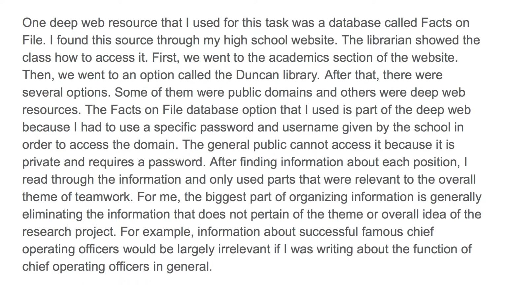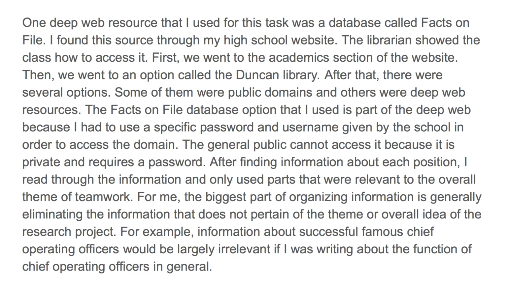The Facts on File database option that I used is part of the deep web because I had used a specific password and username given by the school in order to access the domain. The general public cannot access it because it is private and requires a password. After finding information about each position, I read through the information and only used the parts that were relevant to the overall theme of teamwork.